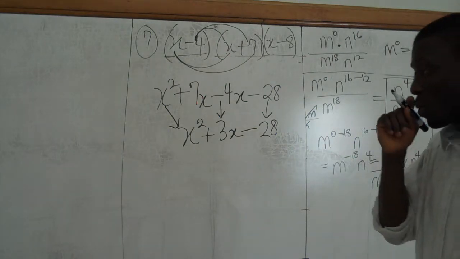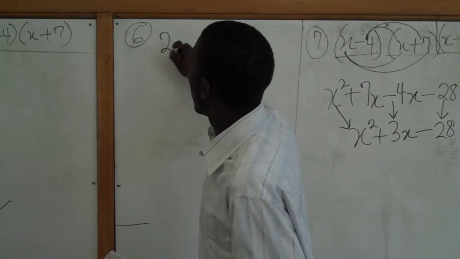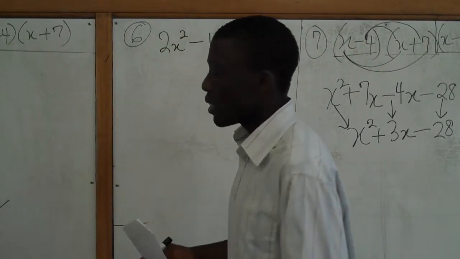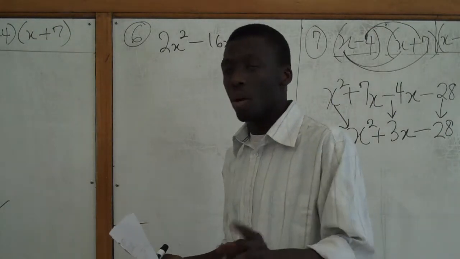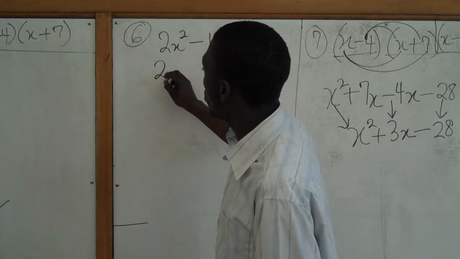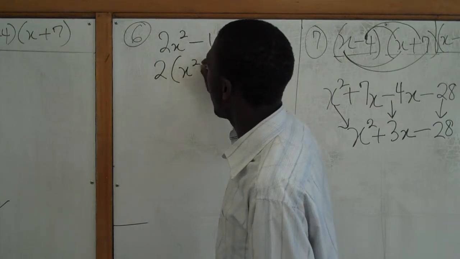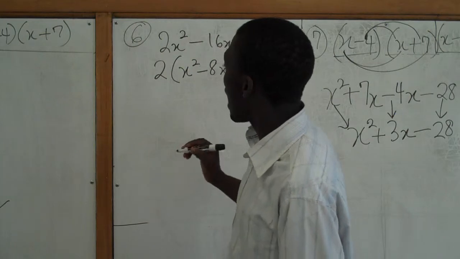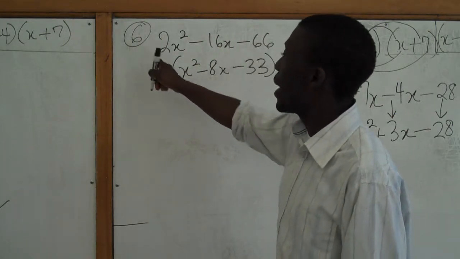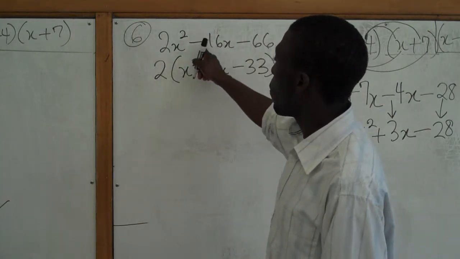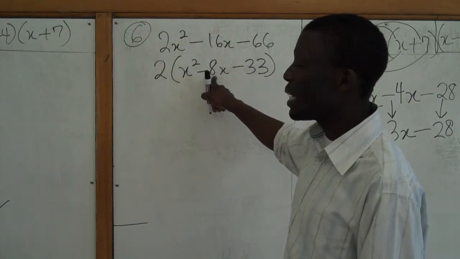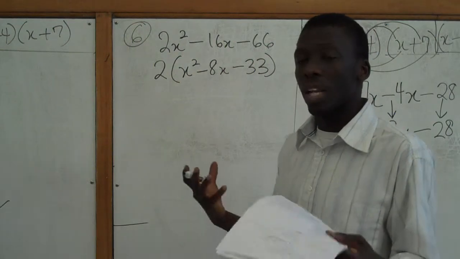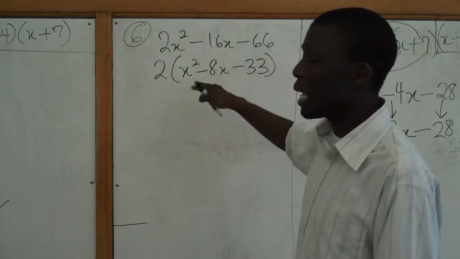Now let's do number 6 quickly. 2x squared minus 16x minus 66. There's two ways of solving this. I'm just going to show you one method. You can take out the 2 and rewrite it as x squared minus 8x minus 33. Now your a is 1. Your a was 2, but now it's 1. Your b was negative 16, but now your b is negative 8. Your c was negative 66, now it's negative 33. We label such expressions a, b, c.